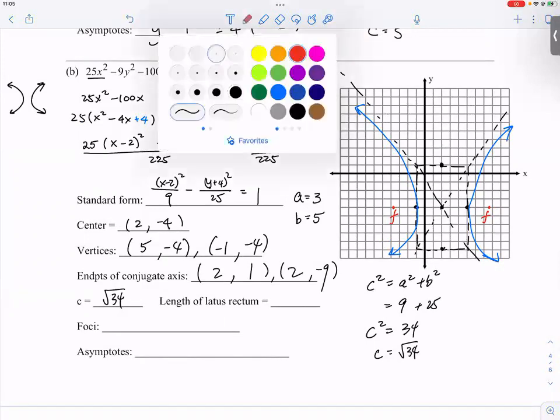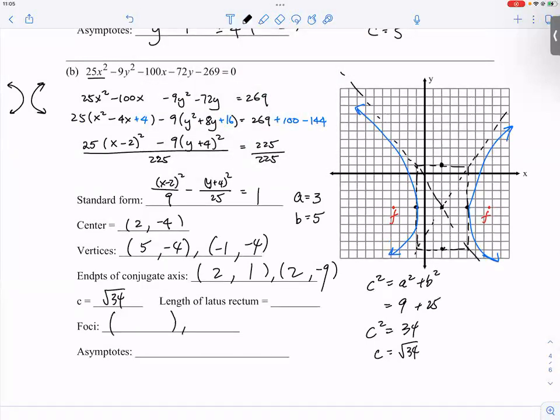And let's go ahead and write down the coordinates here. For the two foci, again, they have the same y value as the center. So negative 4 for the y value. It is square root of 34 units away. So (2 plus root 34, negative 4) and (2 minus root 34, negative 4). The latus rectum is 2b squared over a. So 50 over 3 would be the length of the latus rectum.